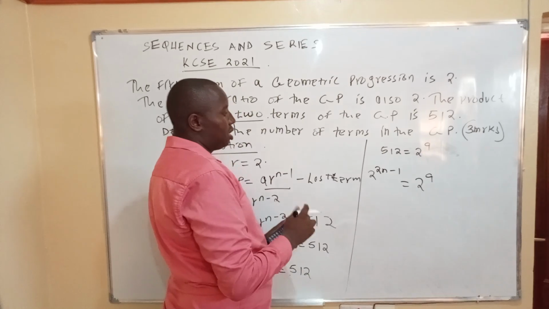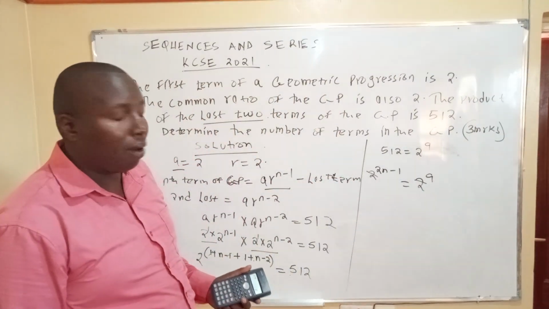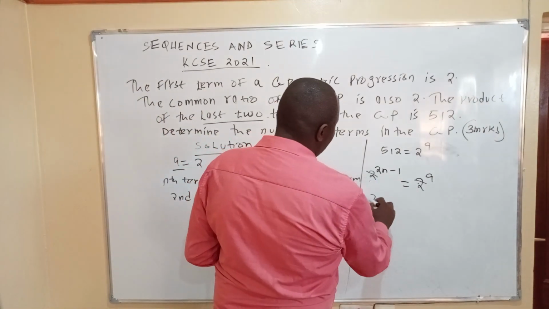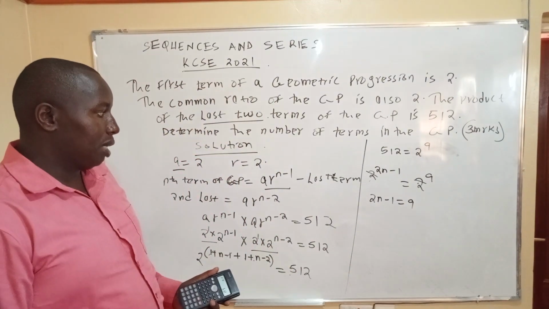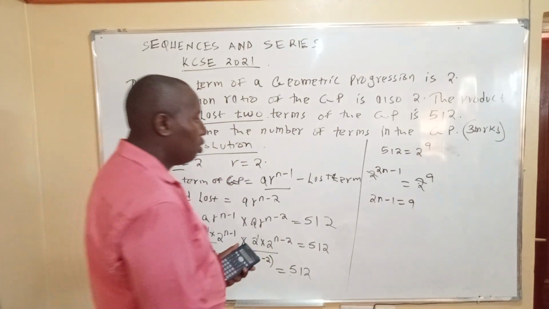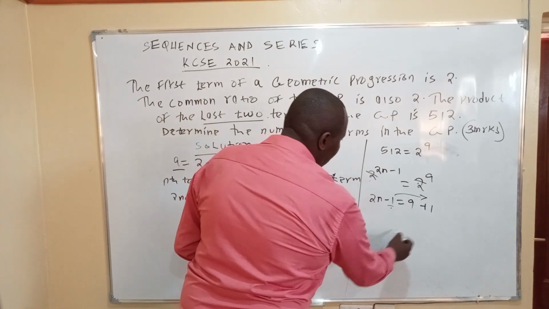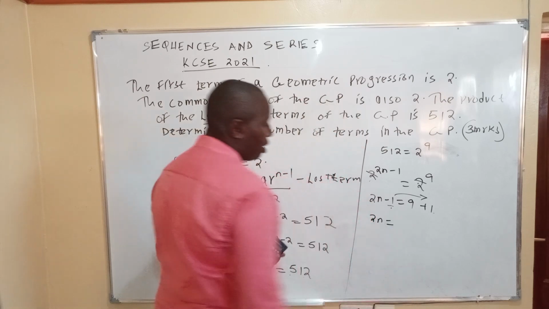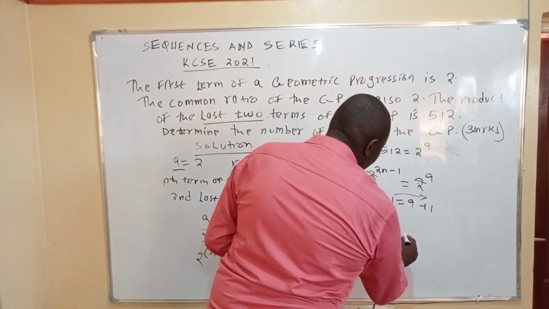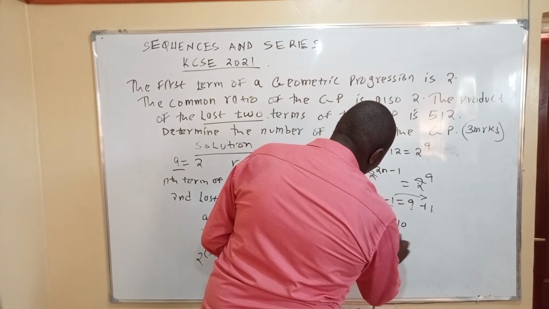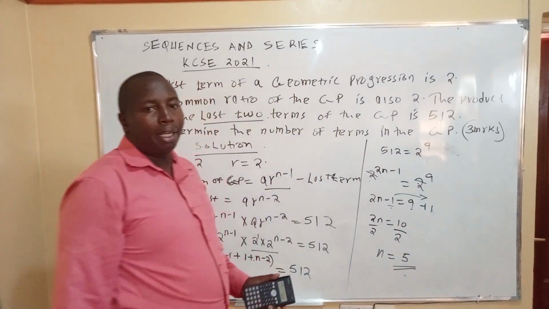According to the rules of indices, if the base is the same, you drop the base and equate the powers. So 2n minus 1 equals 9. Take the 1 to the other side, where it becomes positive. So 2n equals 9 plus 1, which is 10. Divide by 2, and our n is equal to 5.